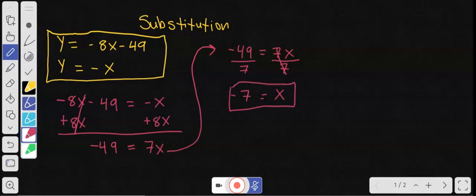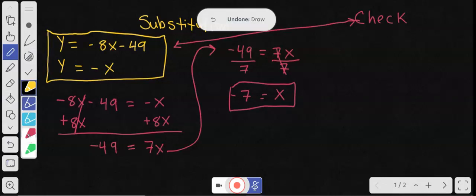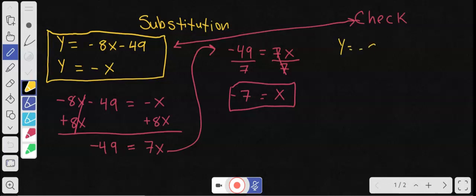All right? Now let's confirm this to see if they're correct. So we're going to do a check here. We're going to check the original problem and see if this negative 7, when I plug it into this x here, will equal y the same way. So let's try the first one. Let me use a different color. Okay. So y is equal to negative 8x minus 49. I'm using that first. And now I'm going to substitute this x and put it in. So it'll be negative 8 times negative 7 minus 49. So negative times a negative is positive. So that's 8 times 7 is positive 56 minus 49.